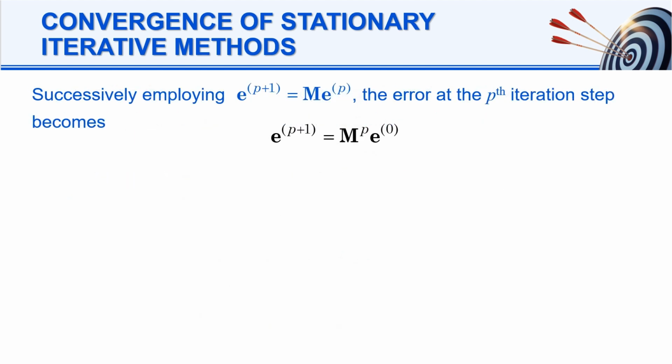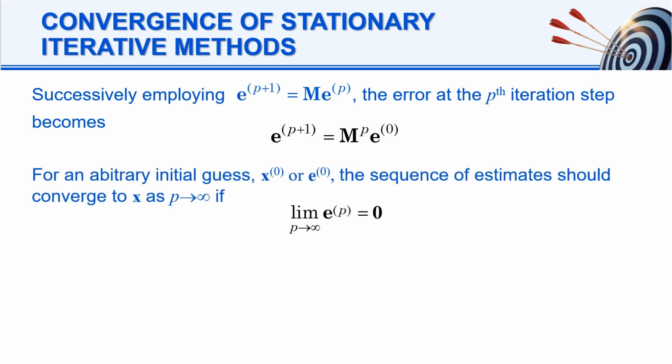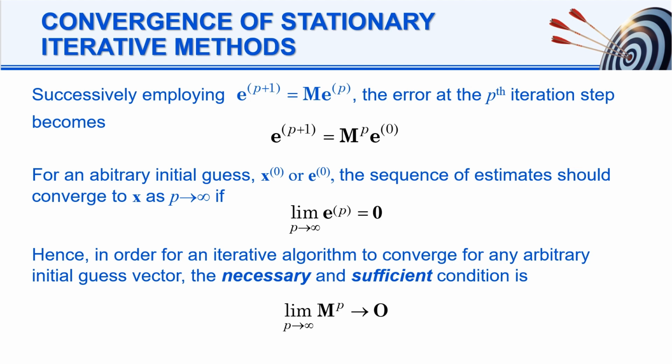Employing this relationship successively, the error at the pth iteration step becomes the following. For an arbitrary initial guess, x0 or e0, the sequence of estimates should converge to x as p goes to infinity if the true error goes to 0 for increasing iterations. Hence, in order for an iterative algorithm to converge for any arbitrary initial guess vector, the necessary and sufficient condition is that the pth power of M should yield the 0 matrix.